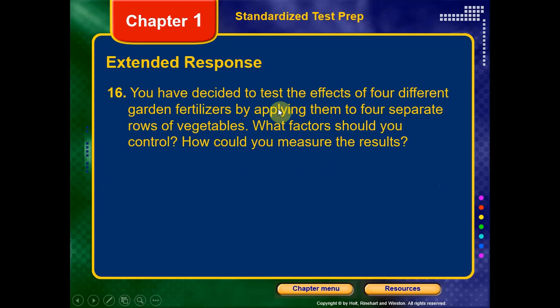You have decided to test the effects of 4 different garden fertilizers by applying them to 4 separate rows of vegetables. What factors should you control? How could you measure the result?